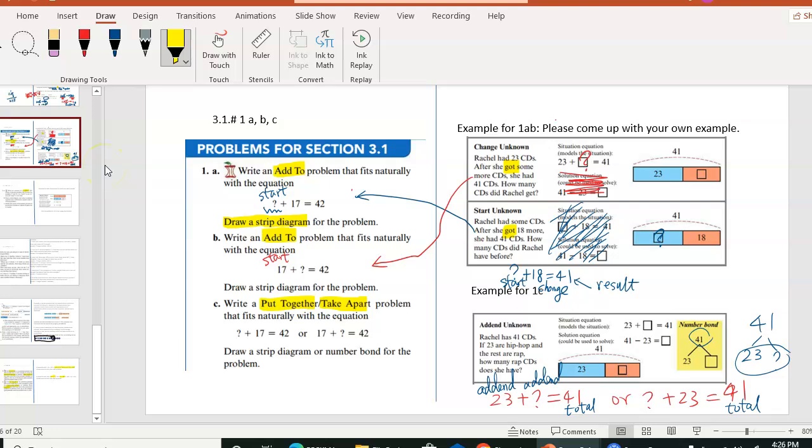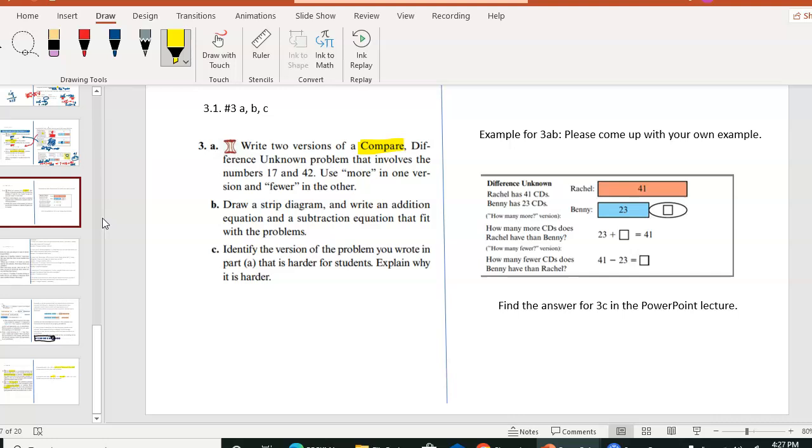So what's an add to problem? You must use words like buy more, get more, give me more, or bake more, cook more. For put together and take apart, you must have two different categories, like red and green apples, or different categories of CDs. And for compare, what's the tip? You must use words like more than or fewer than. That's called a compare, and these problems can be solved by either addition or subtraction.